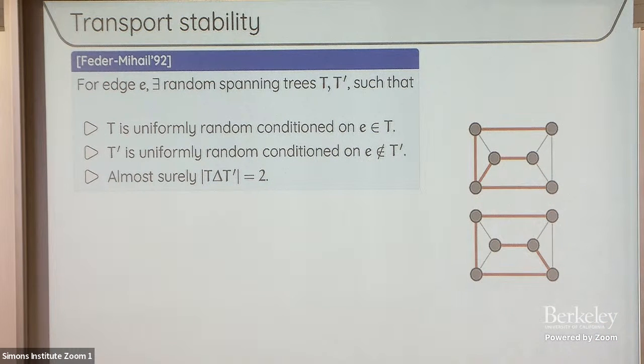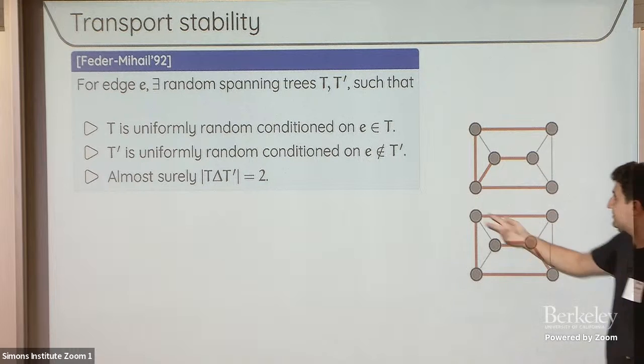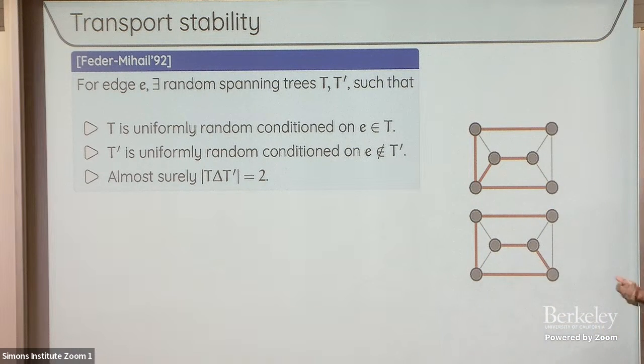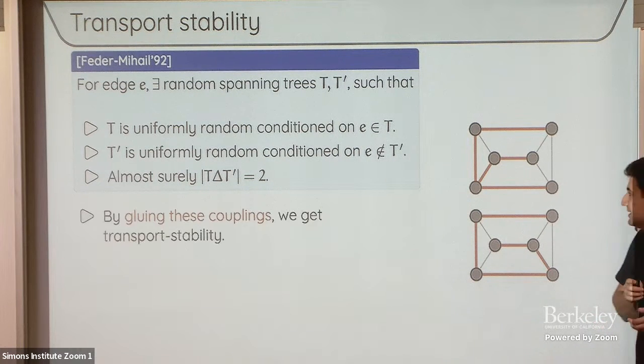So Federer and Mihai showed that this pair of random variables always exists for spanning trees. It also exists in some other distributions. In our paper, we show some similar statements for distributions that I didn't talk about. So go look at the paper for those.